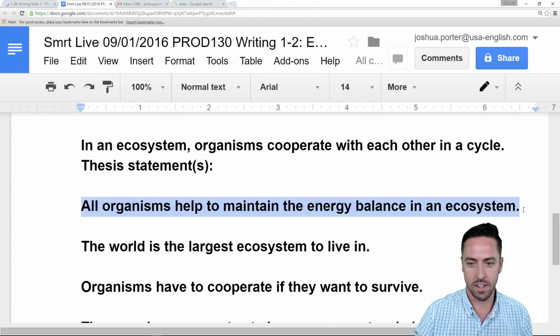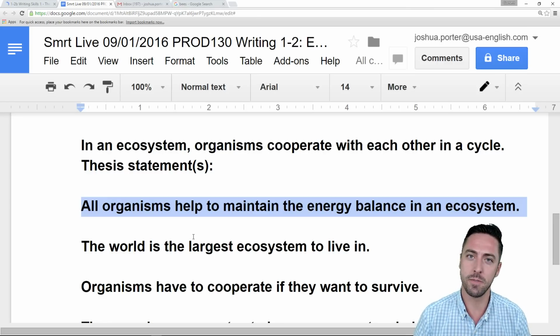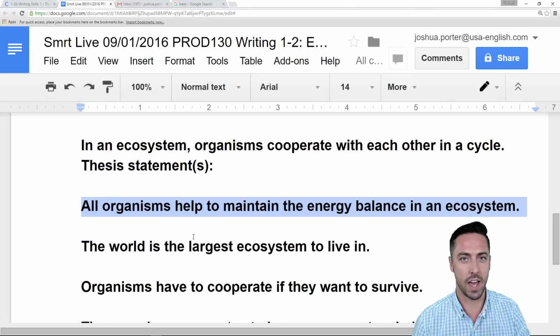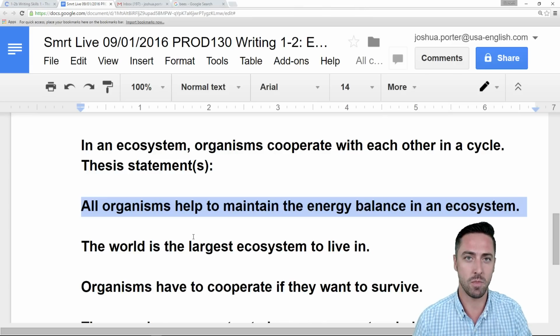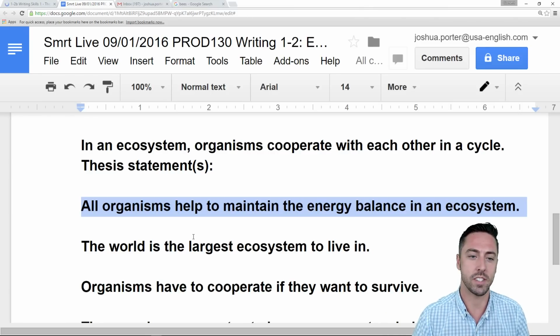This top one here, I missed, I'm sorry. All organisms help to maintain the energy balance in an ecosystem. Again, you're going in the right direction, but we want to be more specific. So can you think of one example of that? Could you think of an energy balance that would not work, where it would be disrupted if the system was not complete, if it wasn't a complete system?